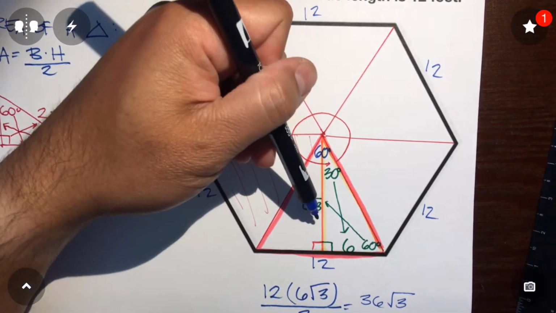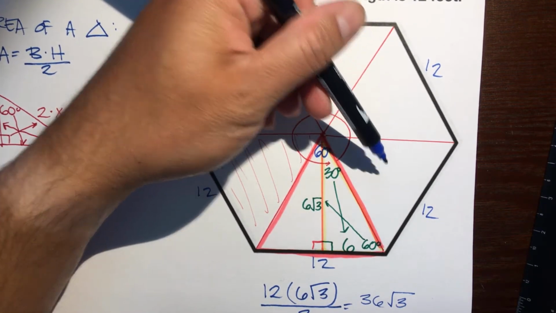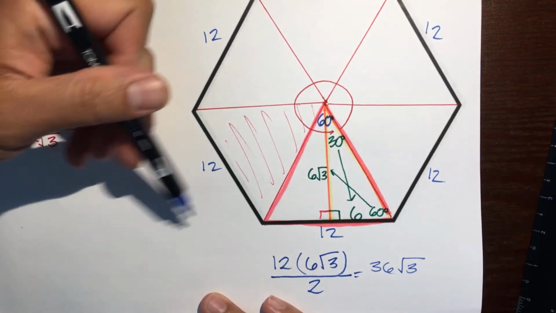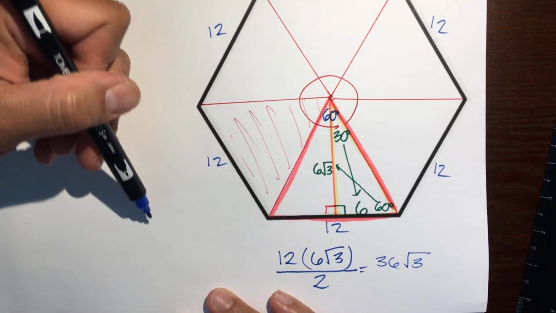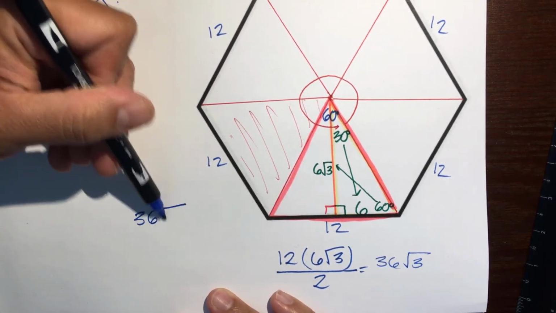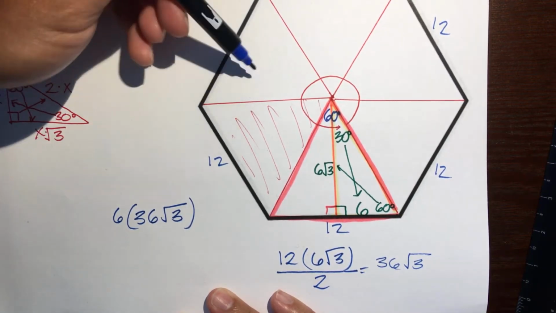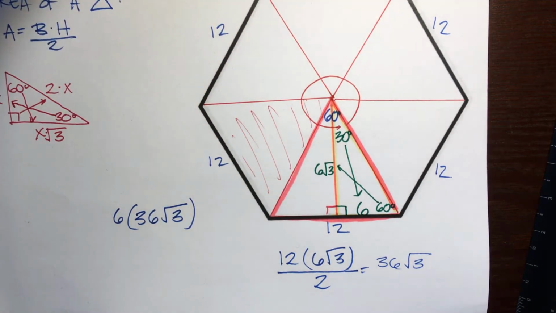So if this is 36 square root of 3, this is 36 square root of 3, and so on for each triangle. Okay, so now in order to find the area of this entire hexagon, we're going to take the area of one triangle and multiply it by 6, because we have 6 congruent triangles.